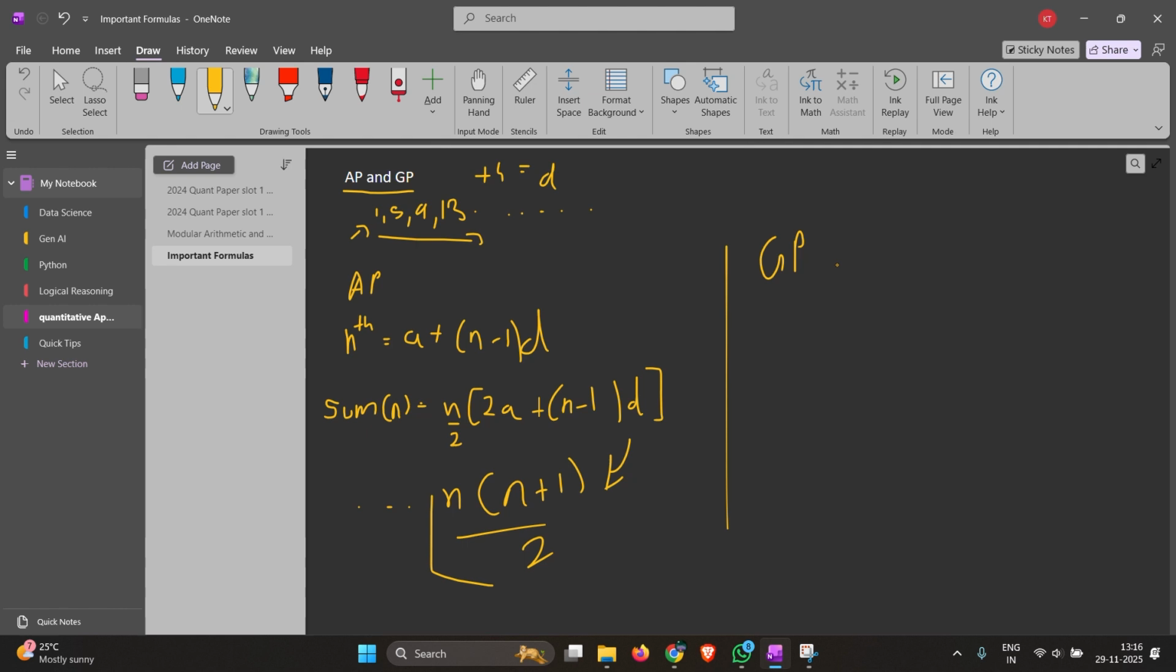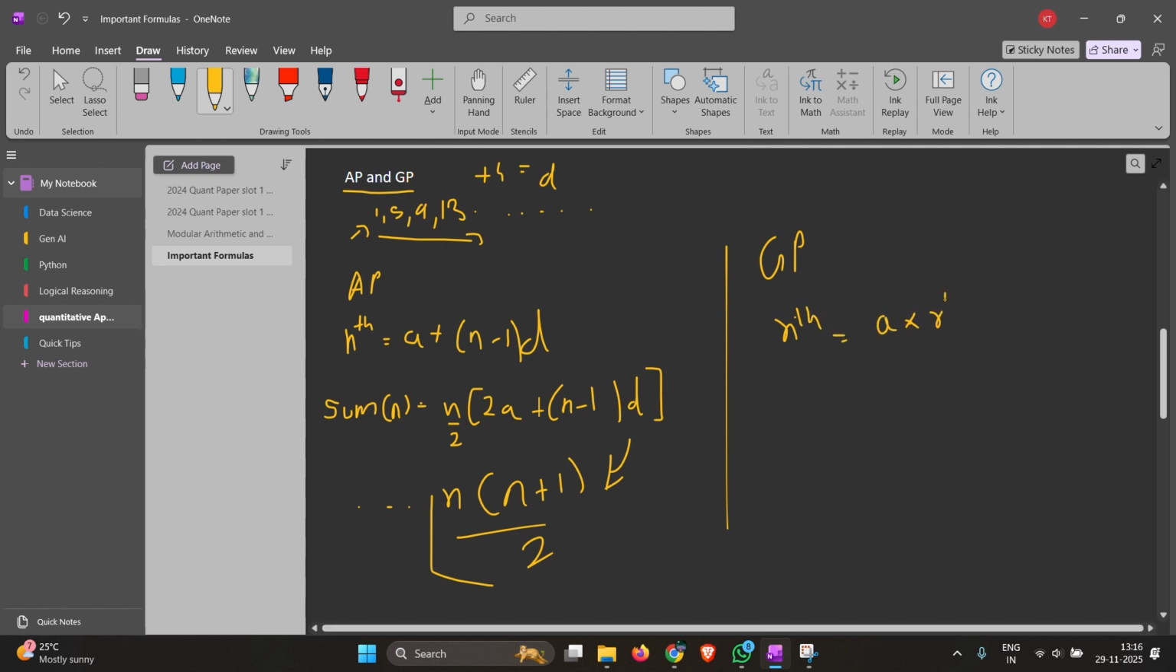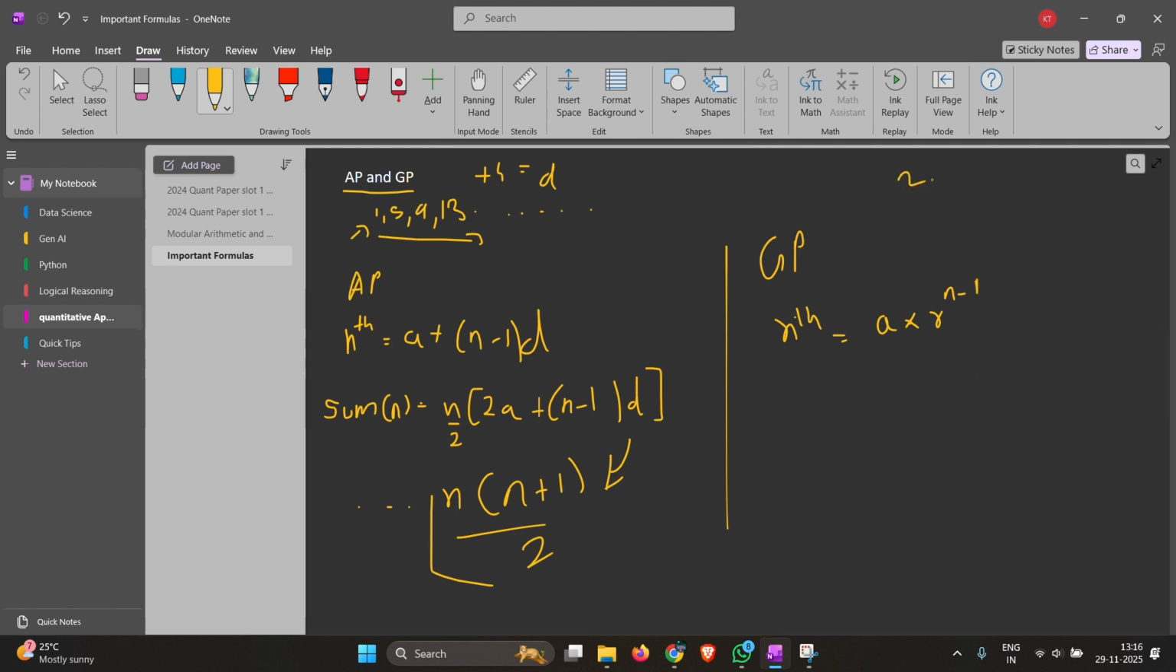Now coming to geometric progressions. A geometric progression is nothing but a series which has a common ratio instead of a common difference. The nth term in a geometric progression is a into r raised to n minus 1. So let's say the common ratio is 2. If we have the geometric progression 2, 4, 8, 16, 32, the common ratio is 2 and the starting term is 2. These are the progressions which have a common ratio instead of a common difference.